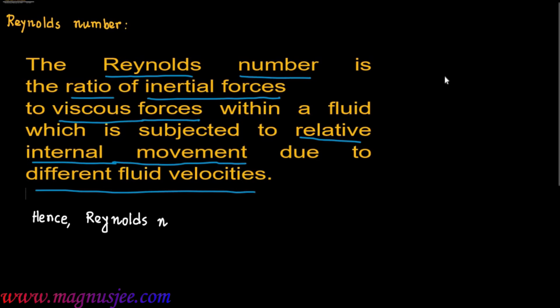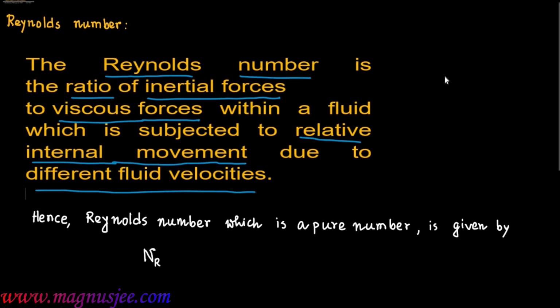Hence, Reynolds number, which is a pure number, is given by: NR is the ratio of inertial forces and the viscous drag or viscous forces. NR equals the ratio of inertial forces and the viscous forces.